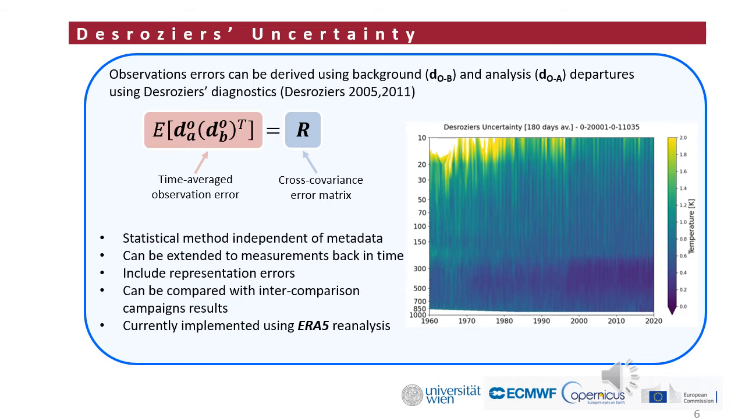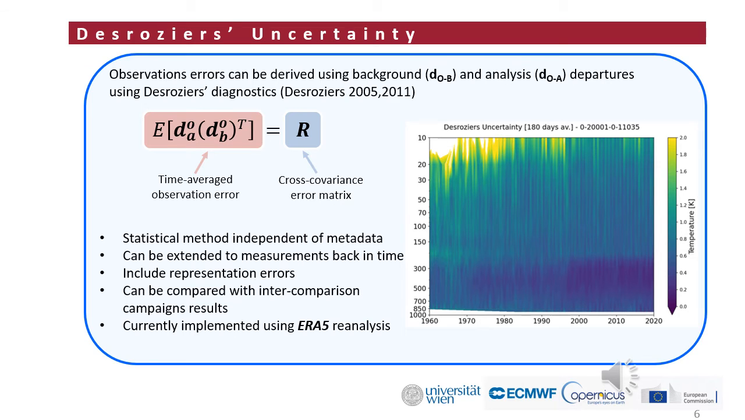Thanks to the use of reanalysis information, so the background and reanalysis departures, it is possible to estimate the observation uncertainty using the statistical method developed by Desroziers. Under the assumption that the background and observation errors are uncorrelated and the observation values are unbiased, it is possible to calculate an observation error that is independent of the metadata, but uses only the reanalysis information.